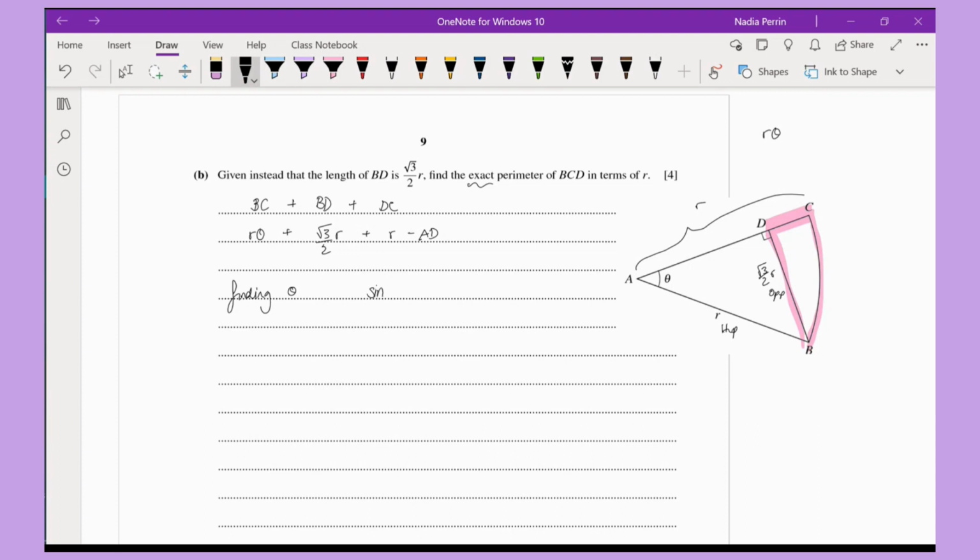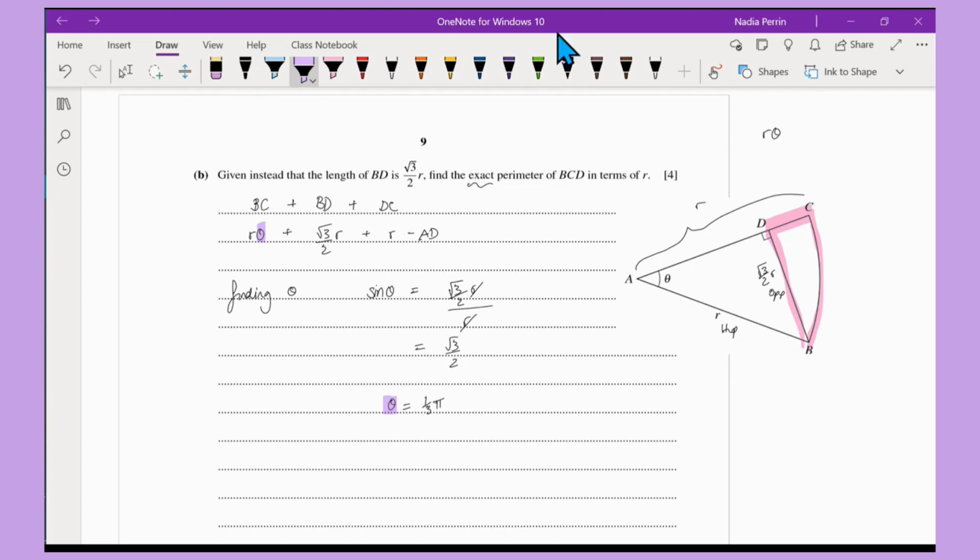So sine of theta is equal to opposite divided by hypotenuse. So the r's cancel out and we get √3/2. If we just inverse sine that, again, make sure you're in radians, you're going to find out that theta is exactly 1/3 pi. So that's going to help us for a couple of things. It's going to help us put the information here, but it's also going to help us find AD.